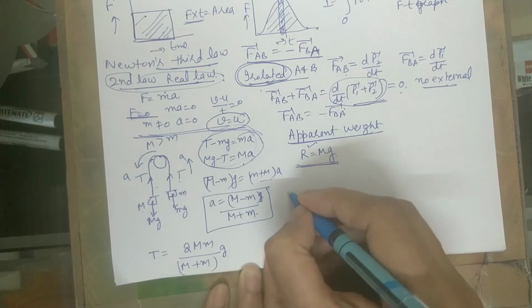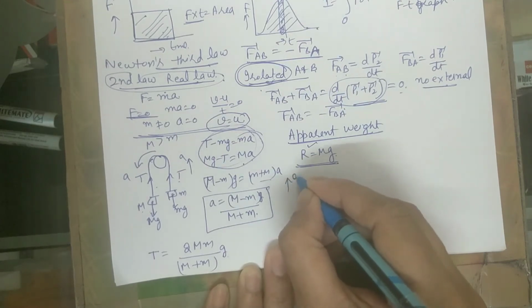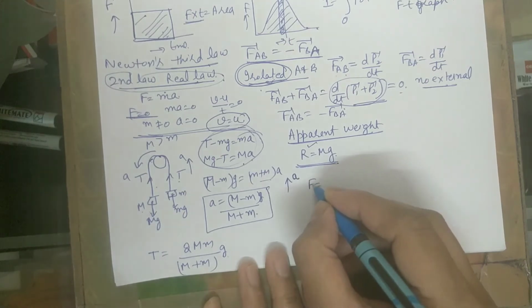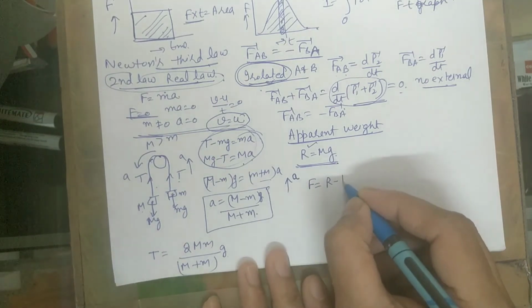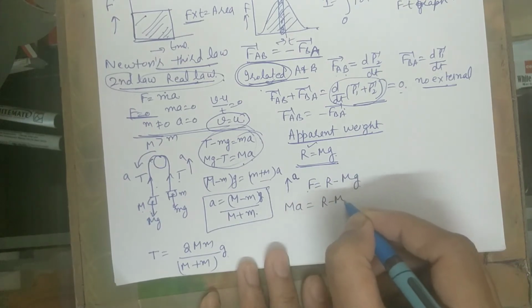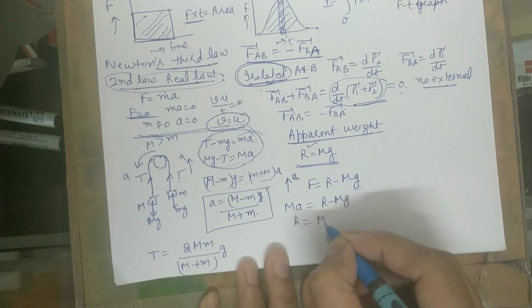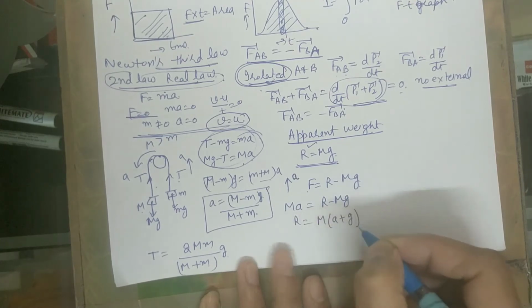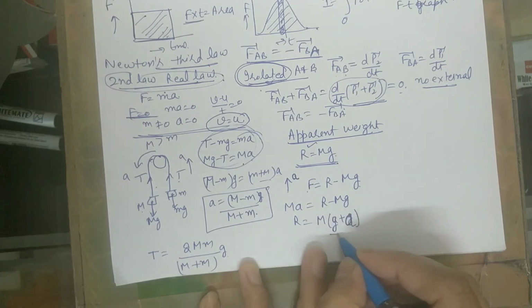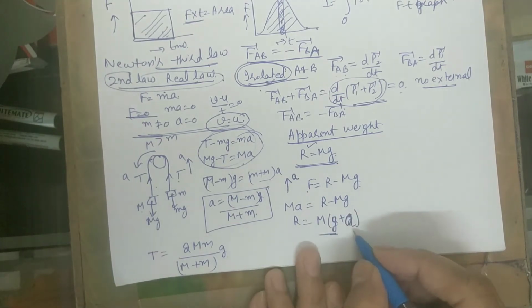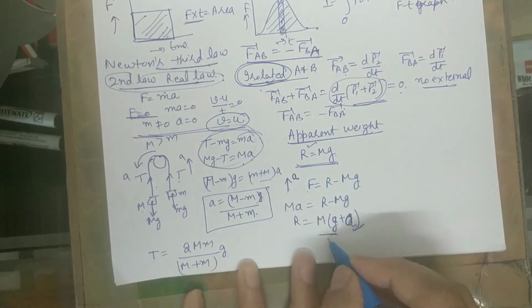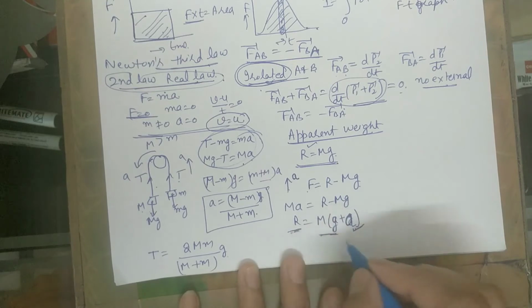When the lift is accelerating upward with acceleration a, then the net force becomes reaction force minus mg, and this is the net force ma. R minus mg equals ma, and now the reading becomes m times g plus a. We can write it like this because this is the already existing weight g and the acceleration is added to it. So when the lift is moving upward, the normal reaction or the apparent weight increases.